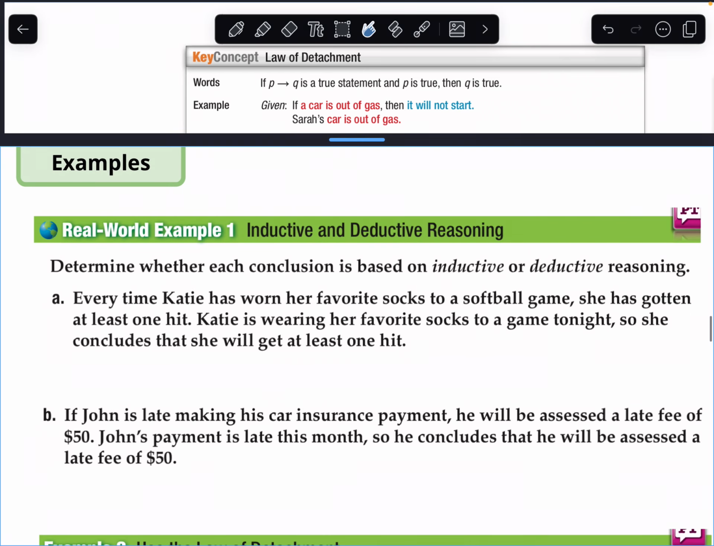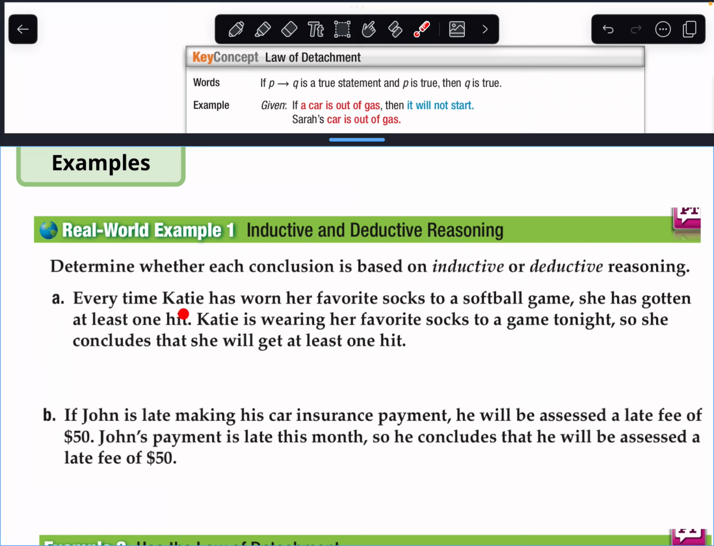Number 1, inductive and deductive reasoning. Determine whether each conclusion is based on inductive or deductive reasoning. Remember, inductive reasoning uses pattern recognition to go from specific to general. Deductive reasoning uses facts and definitions to go from general to specific.